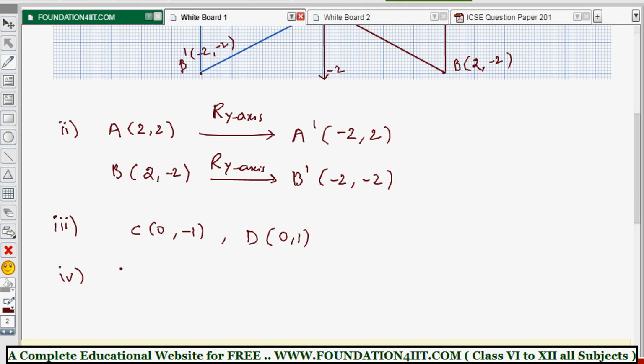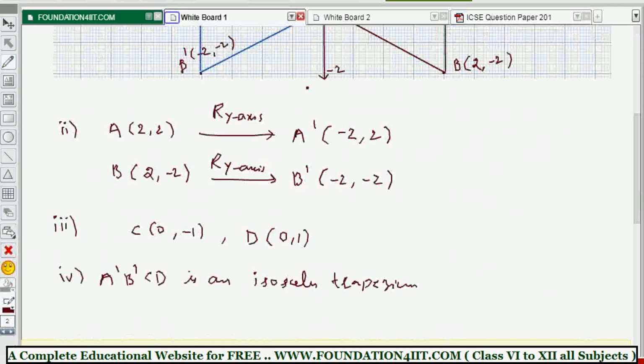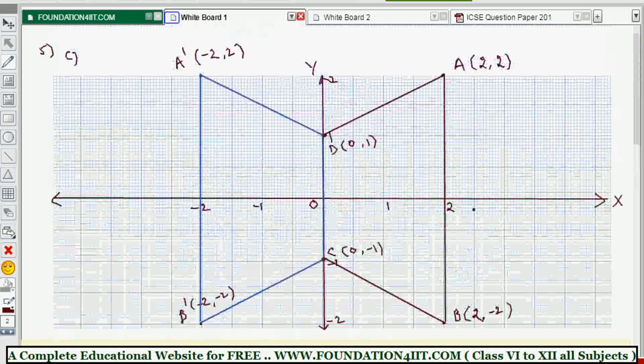And what diagram is it? So A dash B dash C D is a trapezium, but the other two non-parallel sides are equal. That means it's an isosceles trapezium, right? So these are the answers we can write for this. Name the polygon: A dash B dash C D is the isosceles trapezium, right? So you can see this diagram.